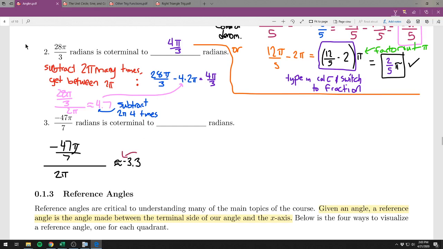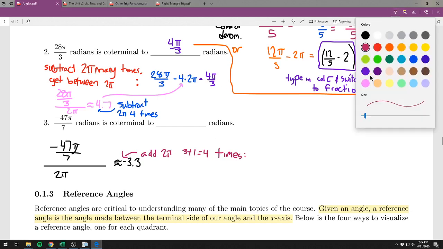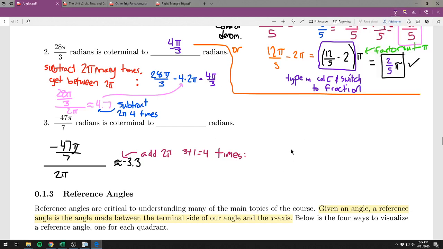But you also saw with the last thing, we're going to have to actually add 1 additional time. So we got to add 2 pi 3 plus 1, which equals 4 times. Okay, so we're in the plus 1 from the degree part with a negative as well. And so we got negative 47 pi over 7 plus 4 times 2 pi. Okay, this is 8 pi. I'm just going to do this one by hand.